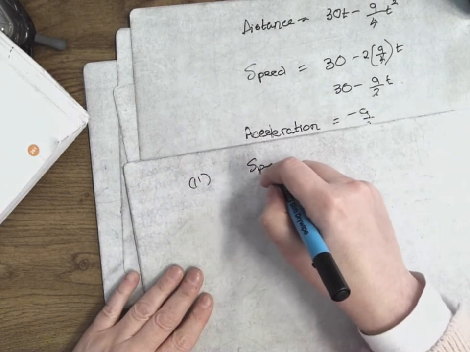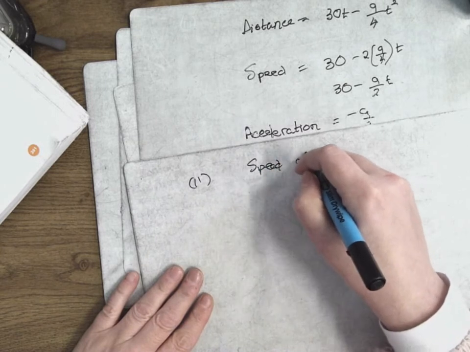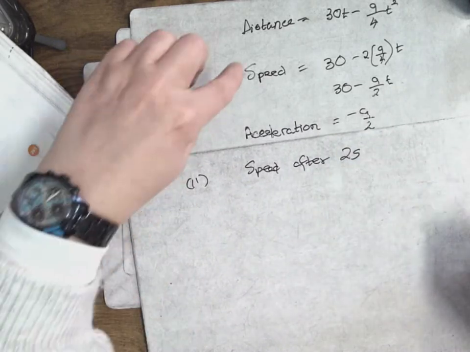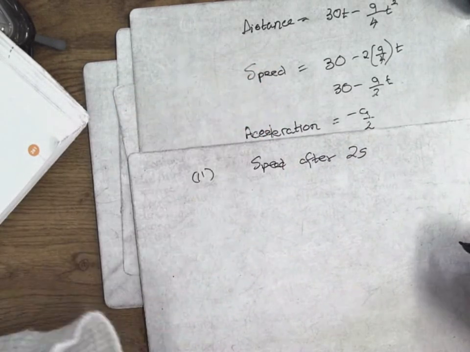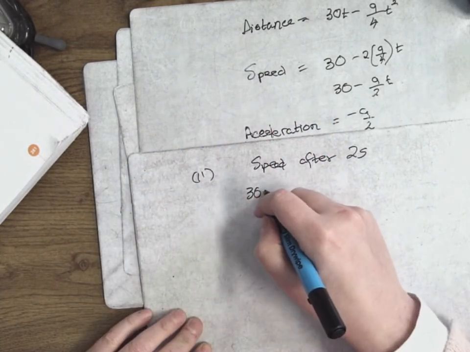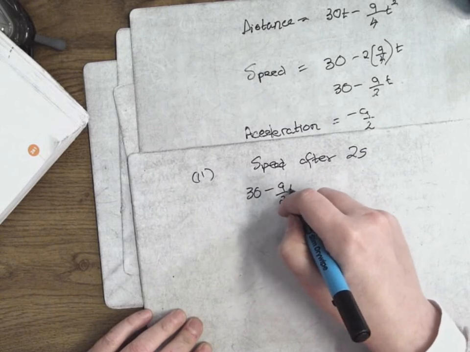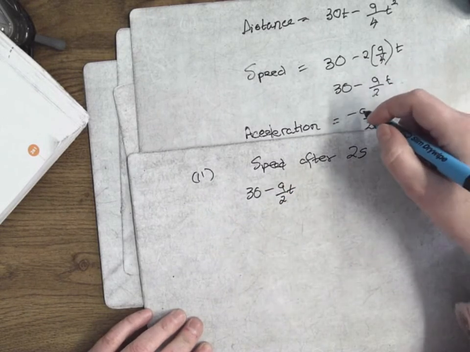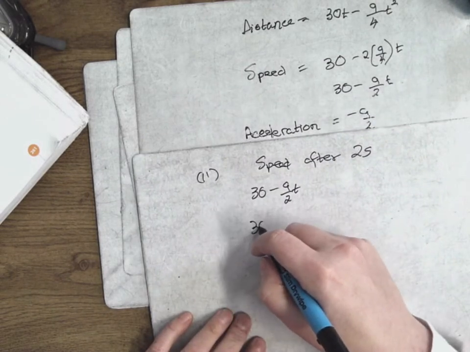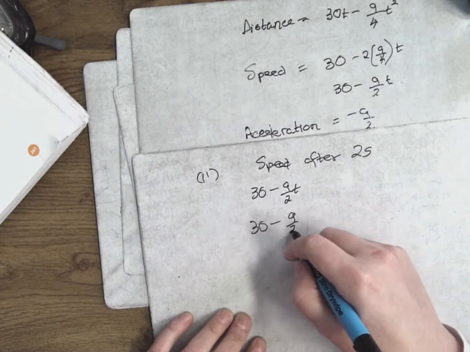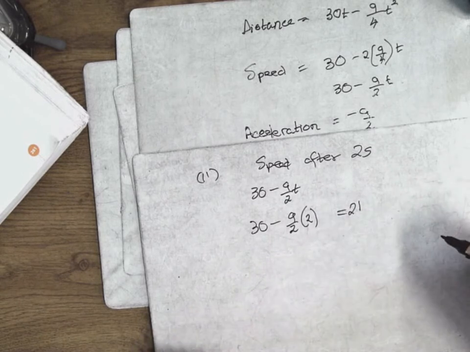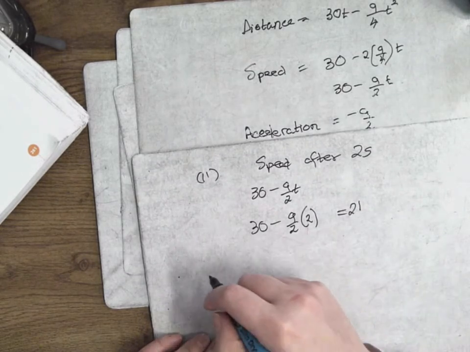So speed after 2 seconds. You look up, you have your 3 formulas written up at the top. They want speed, so what formula will I write down? 30 minus 9 over 2 t. Just a simplified version. Right, and everywhere I see a t, put in a 2. So it's 9 over 2 times 2, into the calculator. You'll get 21. Okay, is that alright? Okay, part 3.